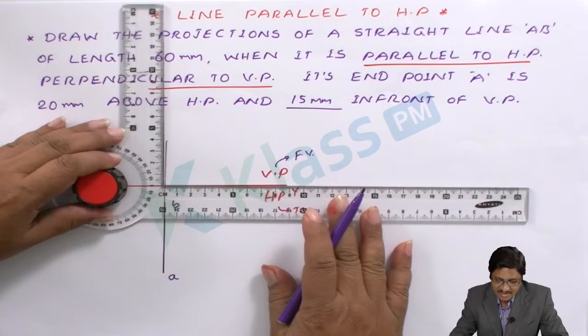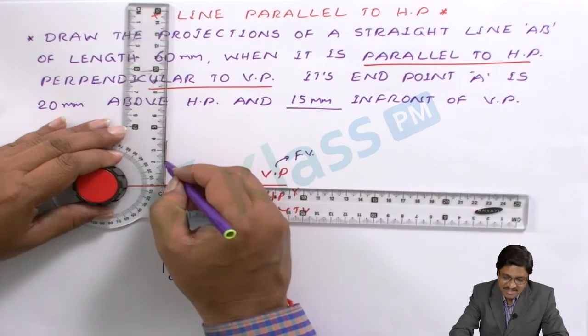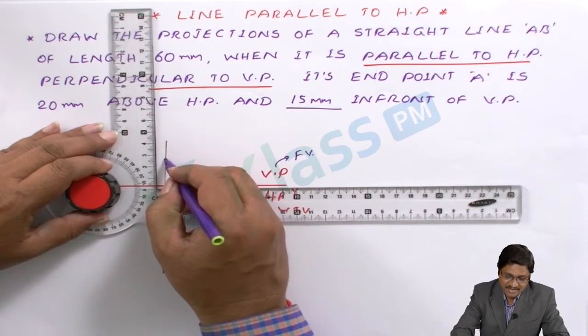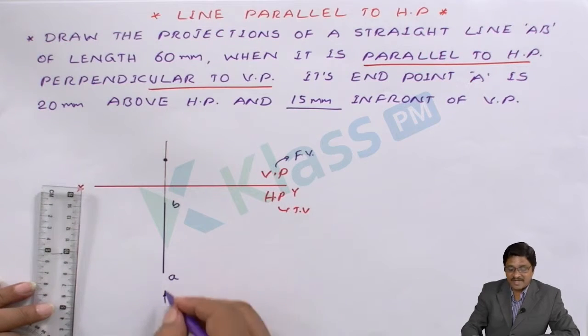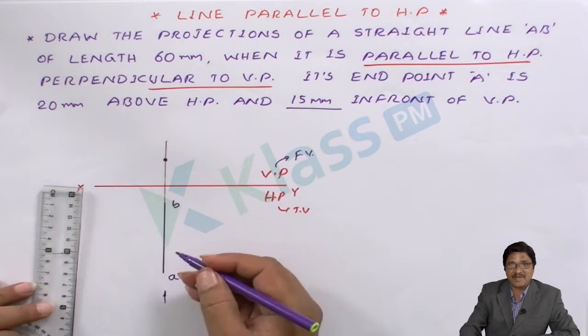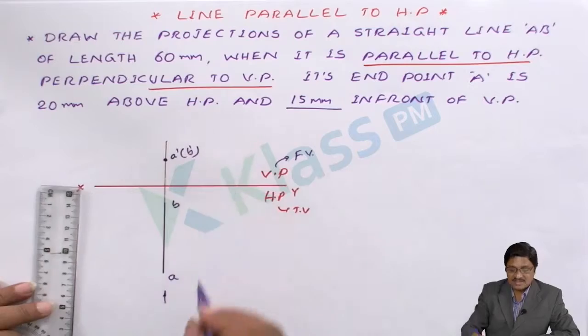Now just check that. I am measuring the details of HP. Since the detail of HP is 20 mm, I measure 20 mm and mark the point here. This is the top view. For identifying the details, I have to view in this direction. When I view in this direction, A is visible and B is behind it. A dash is the visible point, B dash is the invisible point.